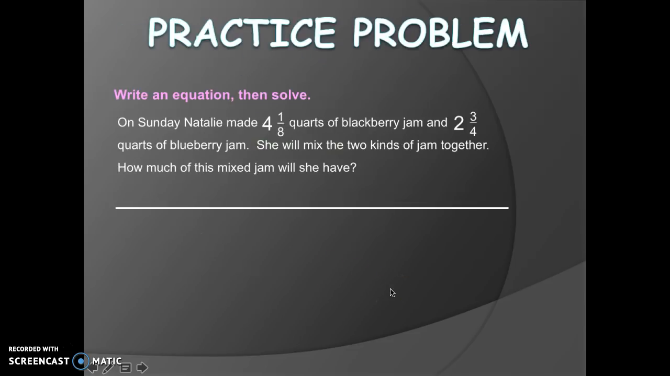Let's look at another one. On Sunday, Natalie made 4 1/8 quarts of blackberry jam and 2 3/4 quarts of blueberry jam. She will mix the two kinds of jam together. So how much of this mixed jam will she have? What operation are we going to be using? We're going to put them together. That should be a good keyword for you to know what you have to do. All right, so write your equation, solve the problem, and I'll see you soon.